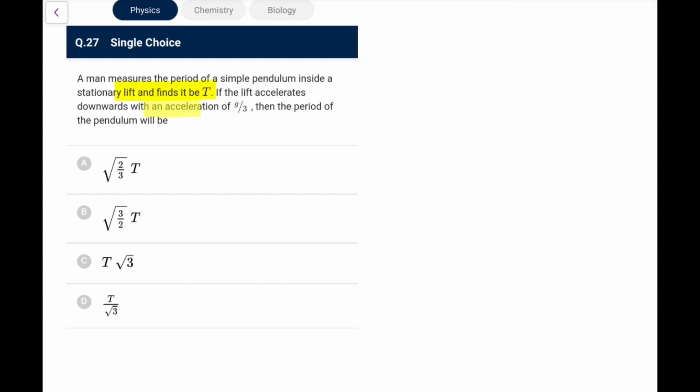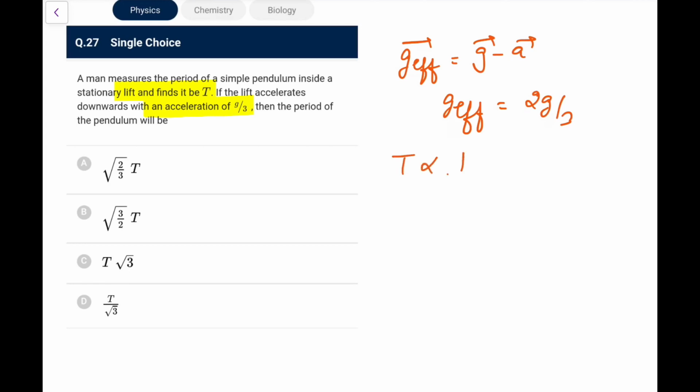Man measures the period of pendulum inside a stationary lift to be t. If the lift accelerates downward with g by 3, then the period of the pendulum will be. So here that g effective, what we write is g vector minus a vector. Because it is accelerating downward, it will basically be subtracted. So it becomes 2g by 3. So what you know, t is proportional to 1 by root g. So because it has become 2/3, t will become root 3 by 2 times. So it would be root 3 by 2 times t. So we'll go for option B.